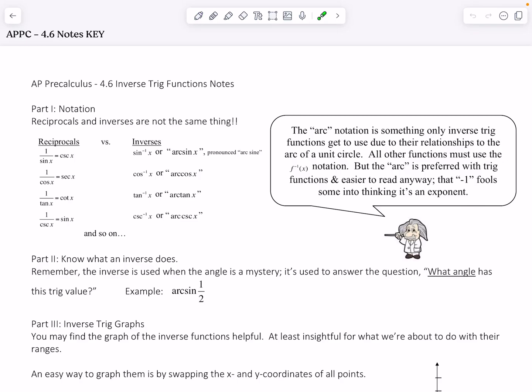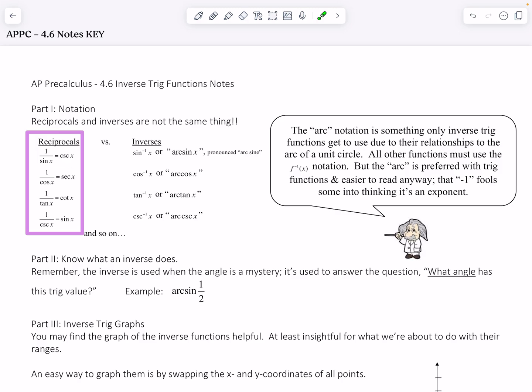Okay, so last time we were talking about solving trig, but this time we're actually going to talk about the inverse of trig, right? So we've talked in the past about how reciprocals and inverses are not the same thing. We can see all of our reciprocals right here. We actually have different trig functions for our reciprocals. So when we're talking about the reciprocal of sine, that is cosecant.